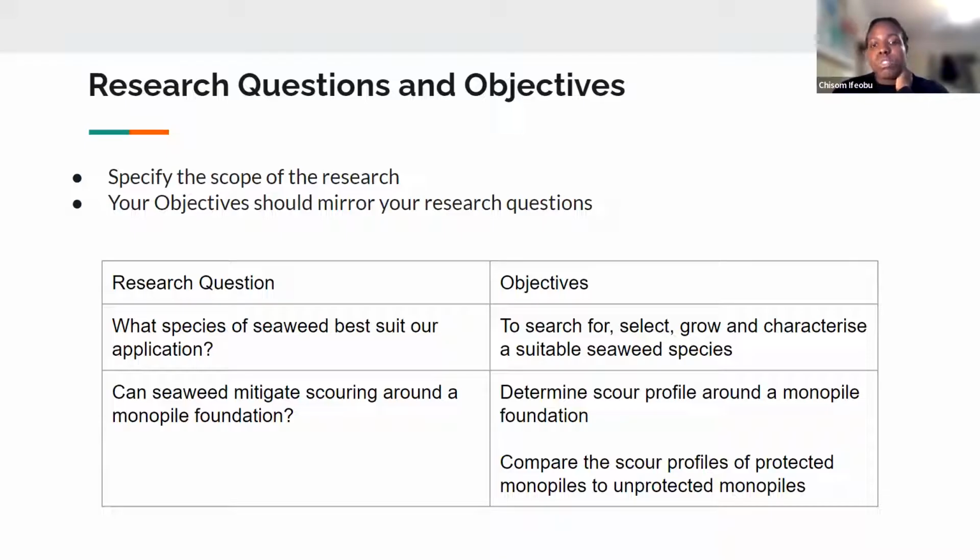Well, first of all, you need to understand how scarring around the foundation actually happens and how it occurs. And then you can look at, okay, what's the effect of adding seaweed versus not adding seaweed around the foundation?